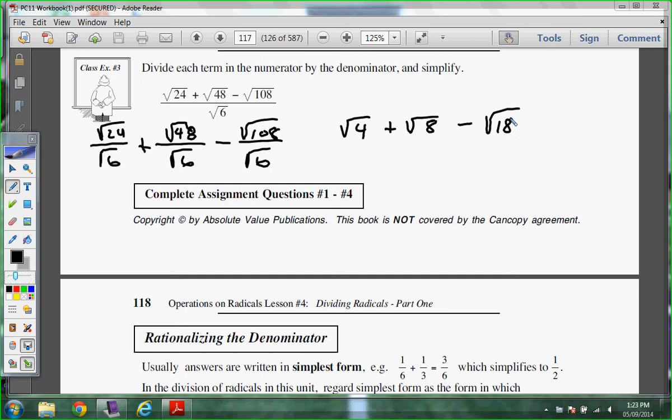Okay, so now what we're going to do is I'm going to break down the 8 and the 18. The 4 is just going to be a what? 2, so square root 4 is 2. This comes out to 2 root 2. This comes out to 3 root 2.